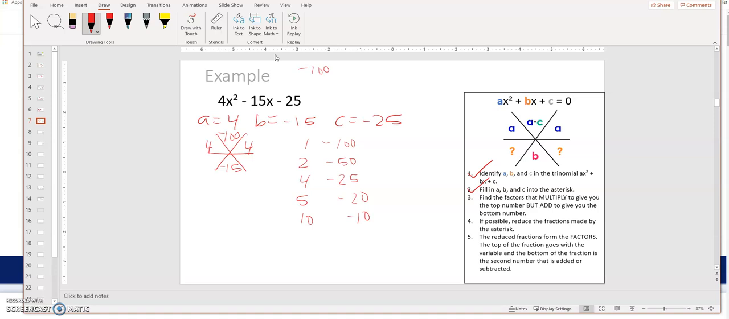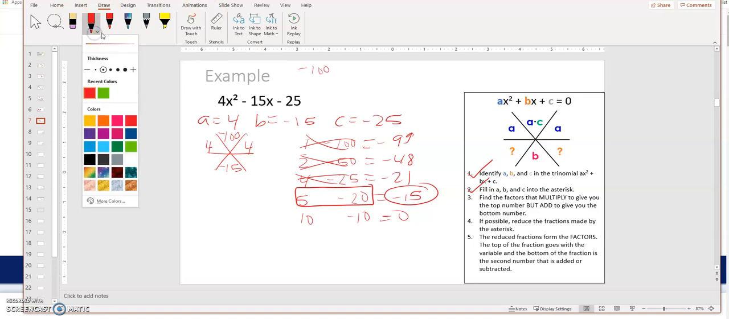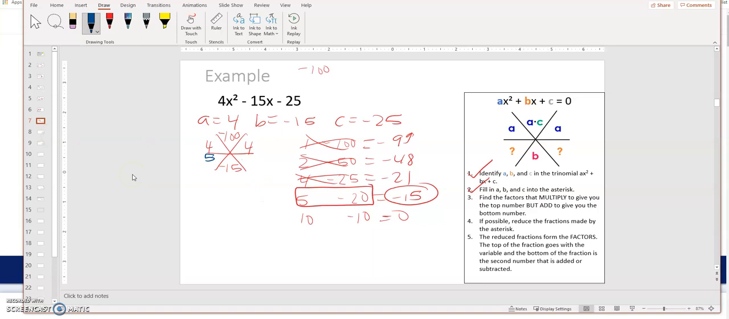All right, so now what we're going to do is add them together to see if we can get -15. So 1 plus -100 is -99. That won't work. We'd get -48. That doesn't work. We'd get -21. That doesn't work. Oh, there we go. -15, and then that one would give me 0. So there's the answer that I want. So I'm going to take these new numbers. I'm actually going to draw them in a different color, so that way you can see that they're new numbers. I'm going to put 5 over here, -20 over here.